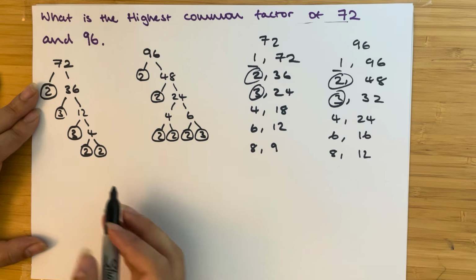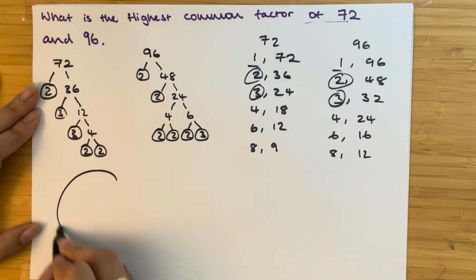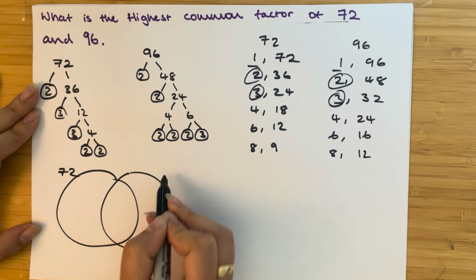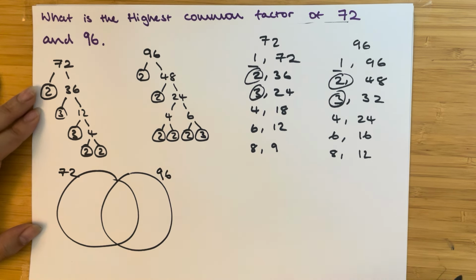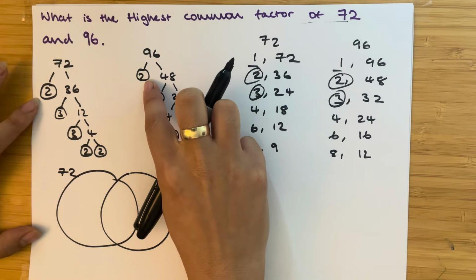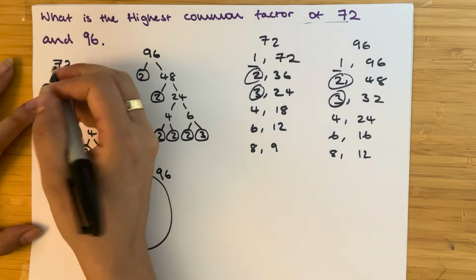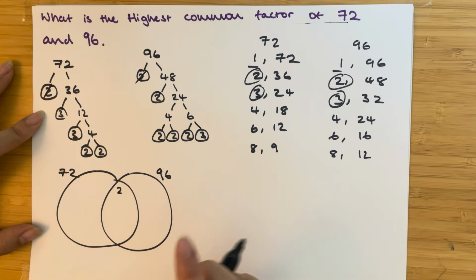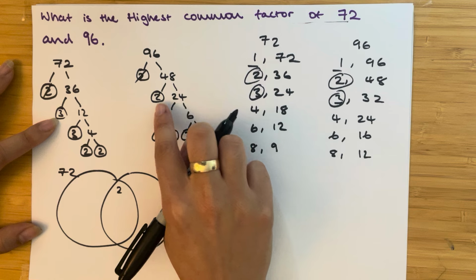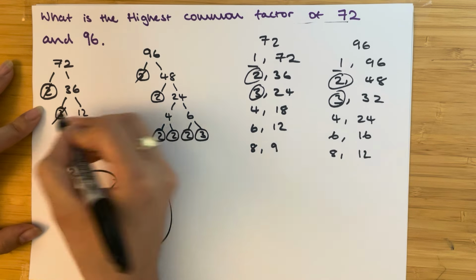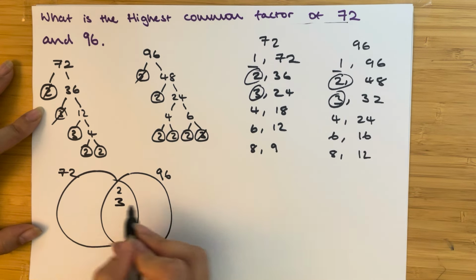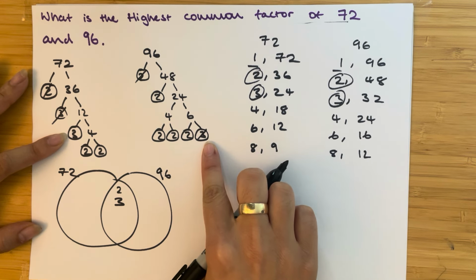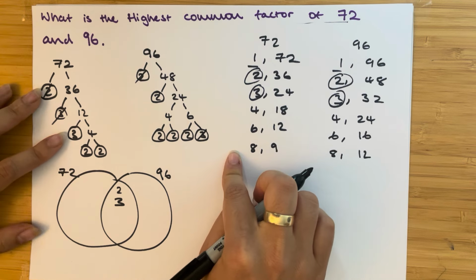Okay, so now what we do is we put these into a Venn diagram. So this is 72 and this is 96. Anytime we have one in common, we put it into the center. So here's 2 and 2. I cross it off so I don't put it down again, and I put it in the center. All right, 3, there's a 3 here. So I cross these 3s off and I put a 3 in the center. Okay, come across another 3 on this side, and there's no other 3. So that's going to go in there, but we'll just wait a second for that.